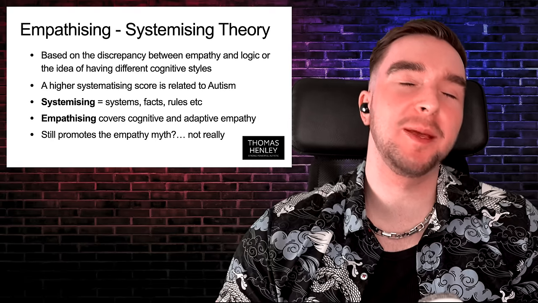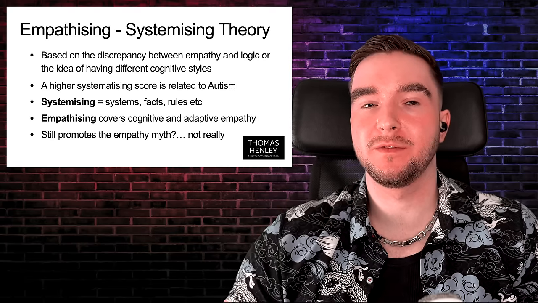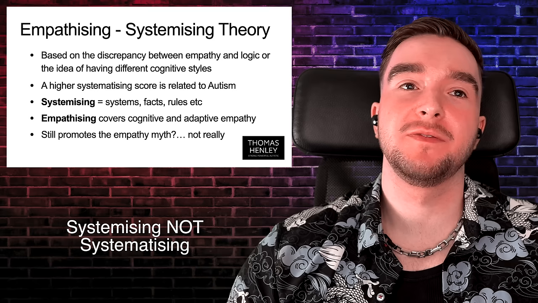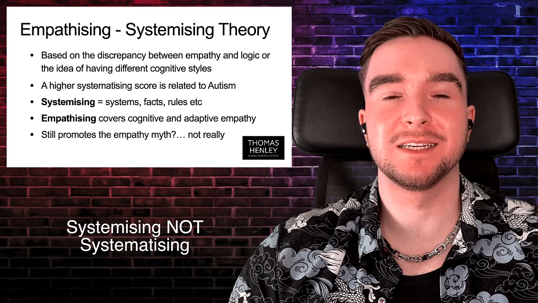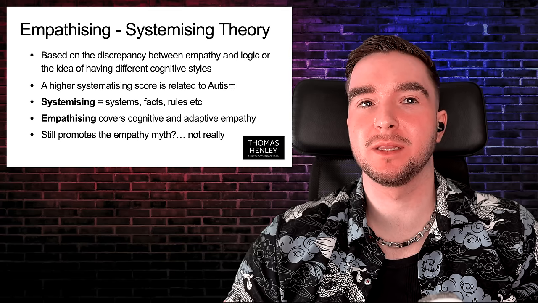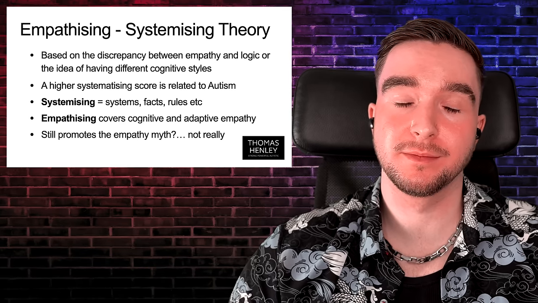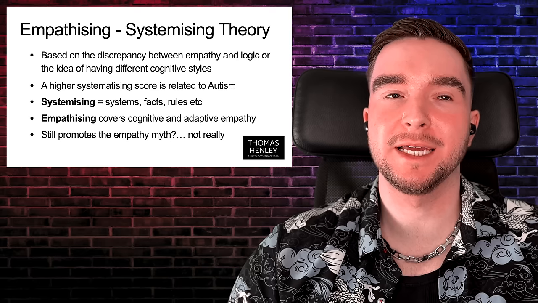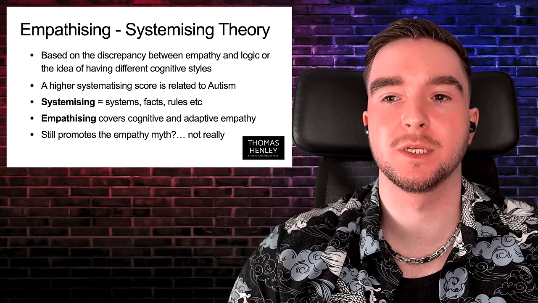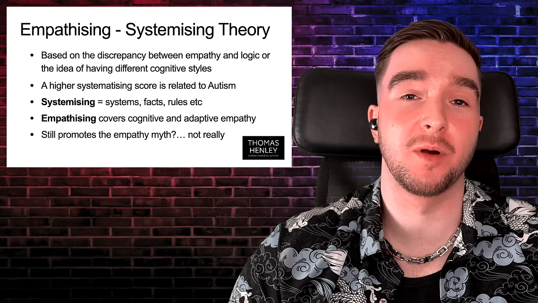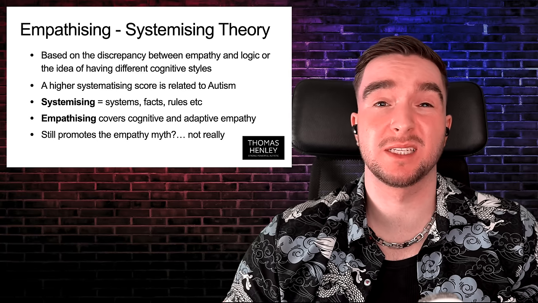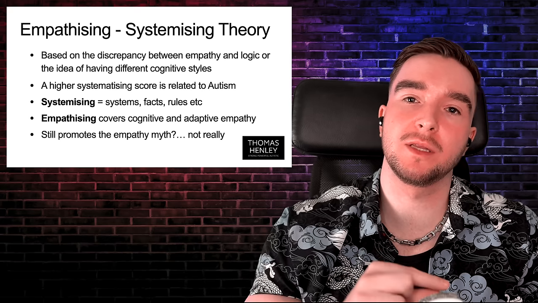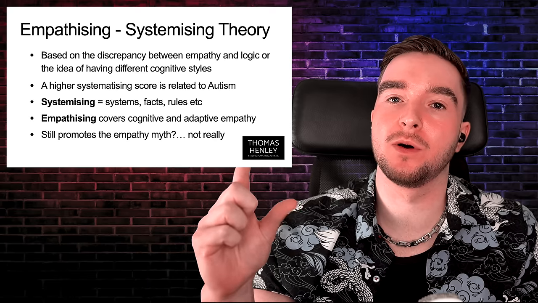Leading on to talking a little bit more about empathy, we have this theory put together by Professor Simon Baron Cohen and his researchers at Cambridge. This theory is called the Empathizing Systematizing Theory, the ES, and it's basically based on the discrepancy between someone's empathy and their logic, but it can also be seen as having different cognitive styles. A higher systematizing score is related to autism. So the higher that is, the more likely that they're probably autistic. Systemizing at its basis is understanding the world based on systems, facts, and rules. Empathizing covers both cognitive and adaptive empathy, which we are going to go on to right now.